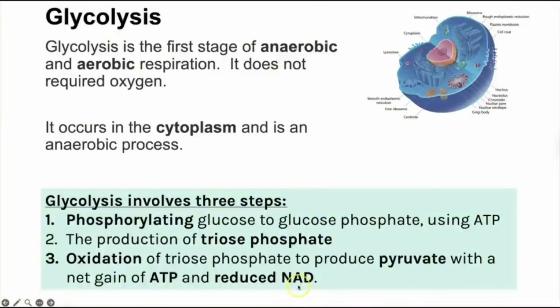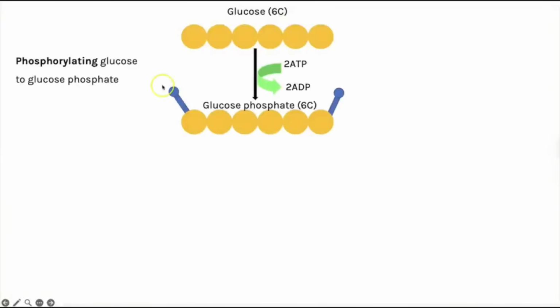and reduced NAD. So NAD is one of the coenzymes used in respiration, and it has the same role as NADP did in photosynthesis. Do not confuse those though, it will cost marks. So the way that I always say to remember it is NADP, think P for photosynthesis. So here is the glycolysis reactions.